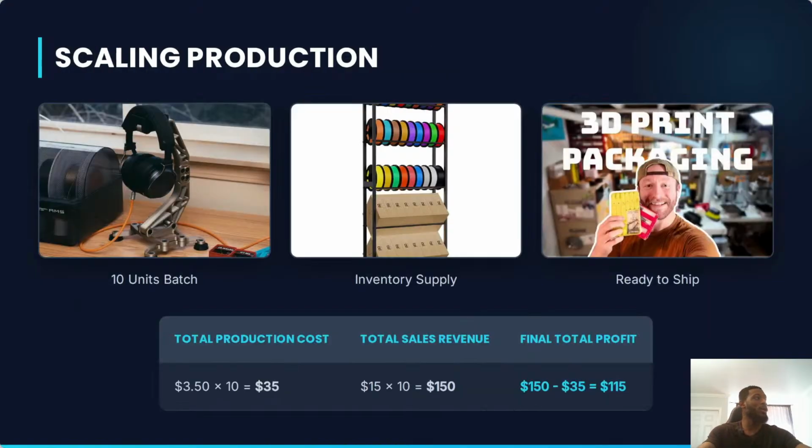If we scale this production and produce about 10, assuming we're making 10 of these headphone stands. Remember, we're selling for $15, and the production cost was about $3.50. So it's going to cost us $35 to make 10 of these. 15 times 10 gives us $150, and our final total profit is going to be 150 minus 35, which is $115.